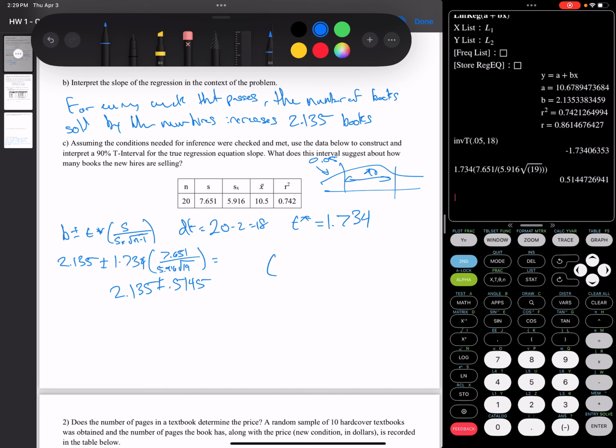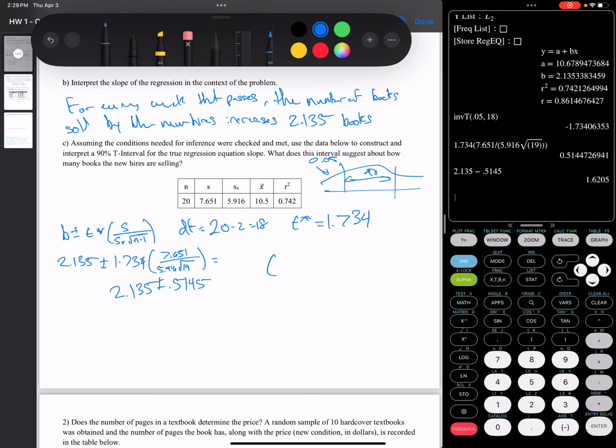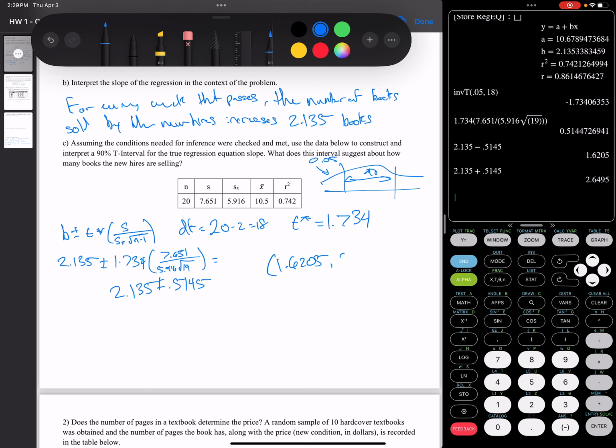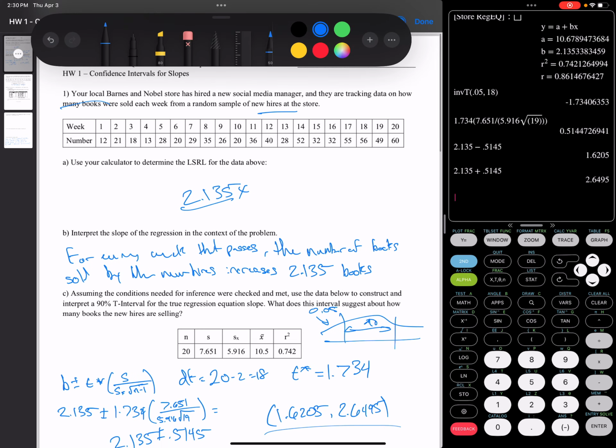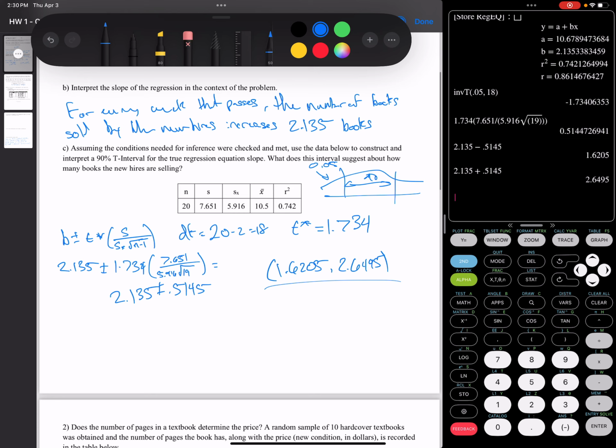Okay, so let's see our actual interval. 2.135 minus 0.5145 gives me 1.6205, and 2.135 plus 0.5145 gives me 2.6495. Okay, so now we have our interval. Now we just have to say what it suggests about how many books the new hires are selling. We are 90% confident that the true population slope of weeks gone by versus number of books the new hires sold is between these two numbers, 1.6205 and 2.6495.